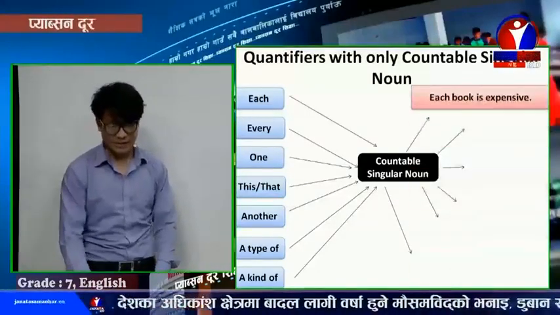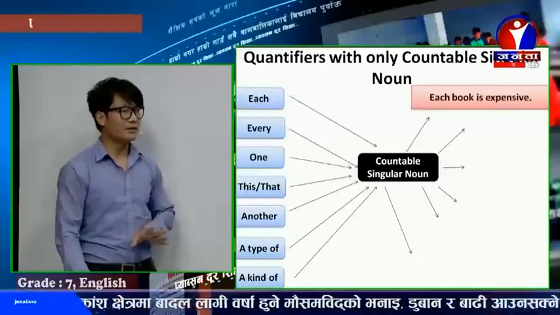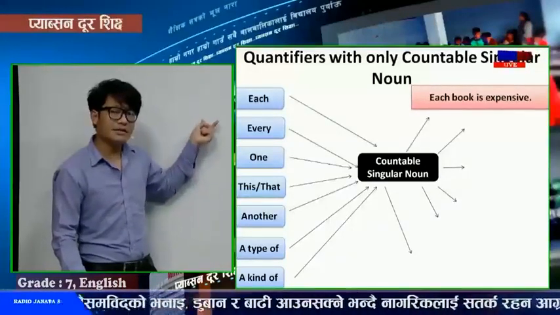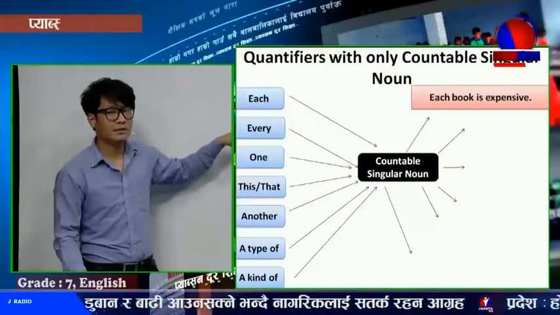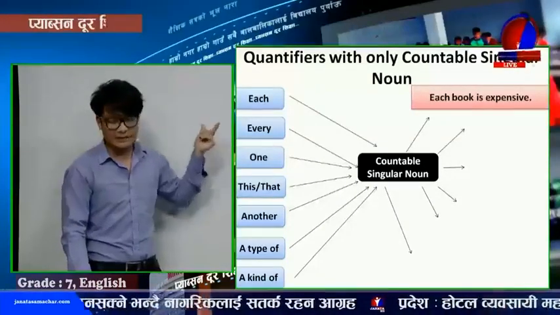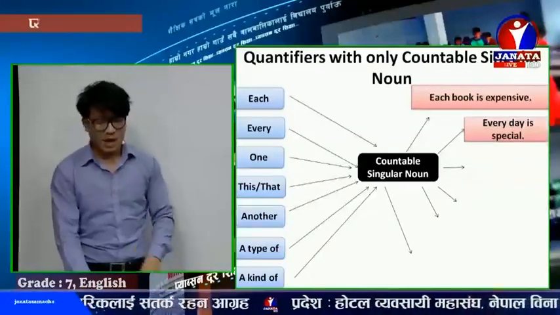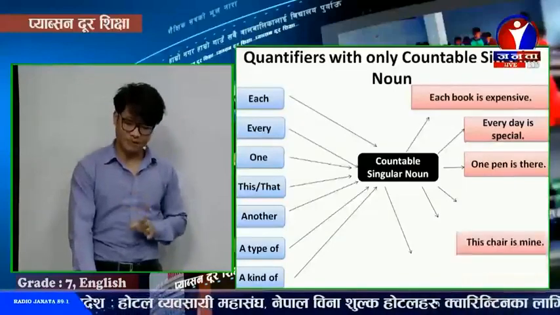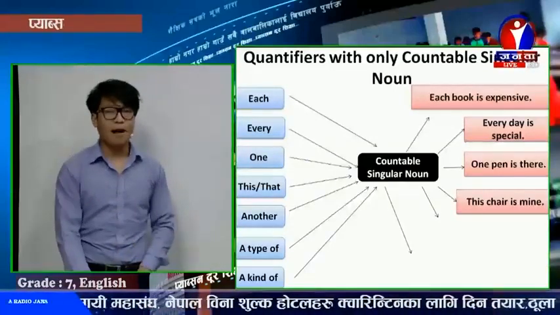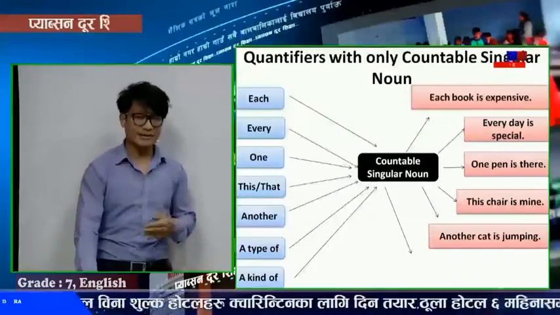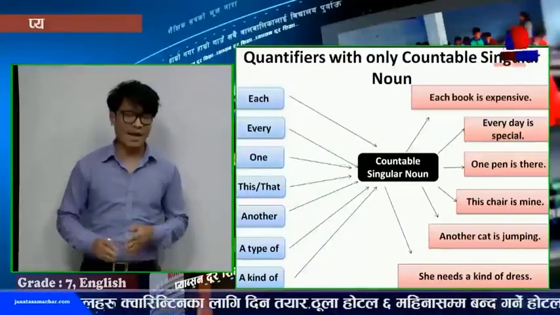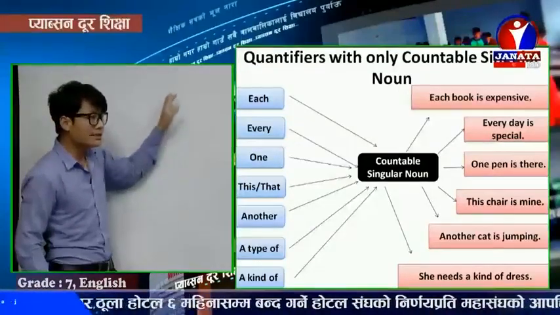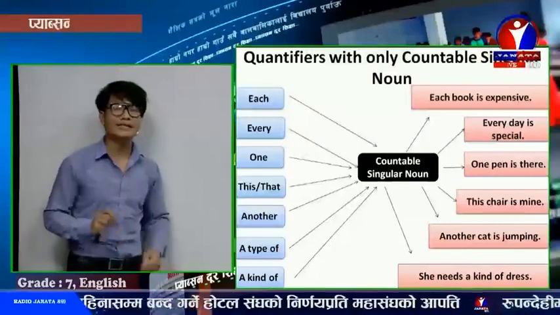Now let's see the examples. Each book is expensive. So you can see, after each there is B-O-O-K, book. So book is a singular noun. Each book is expensive. Every day is special. One pen is there. This chair is mine. Another cat is jumping. She needs a kind of dress. So once again, let me remind you, after these quantifiers, you should use only a singular noun.